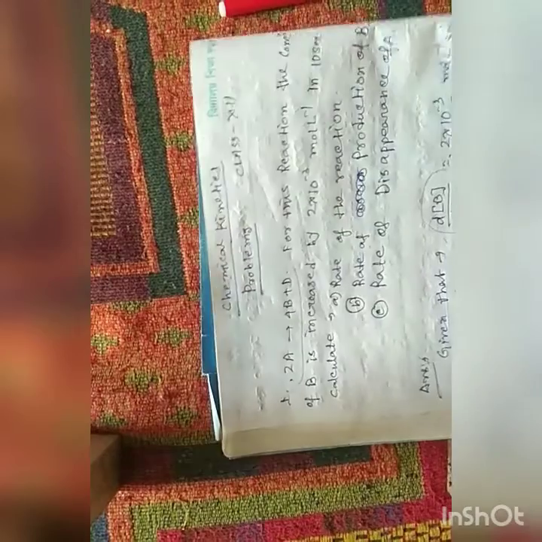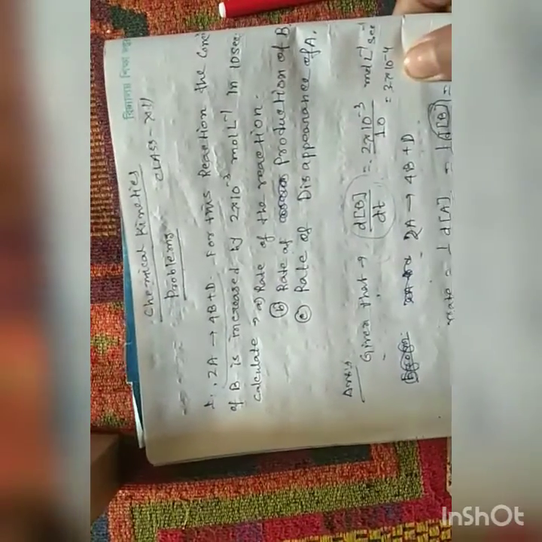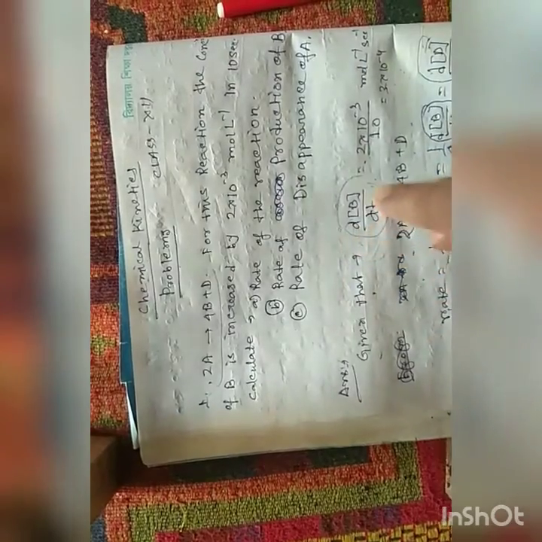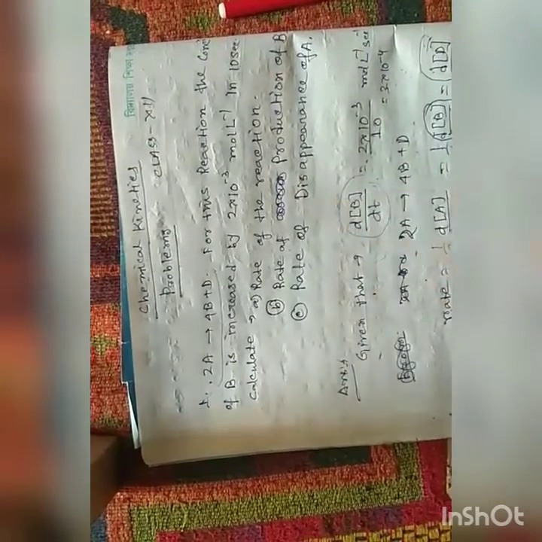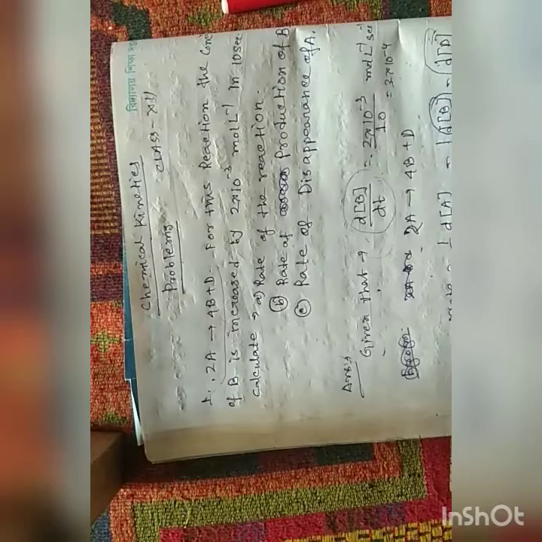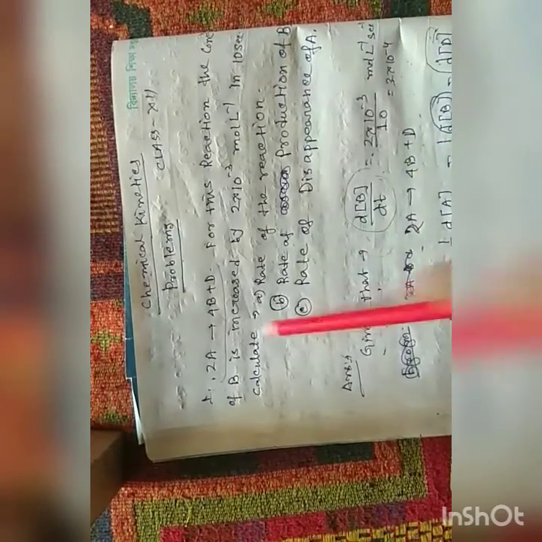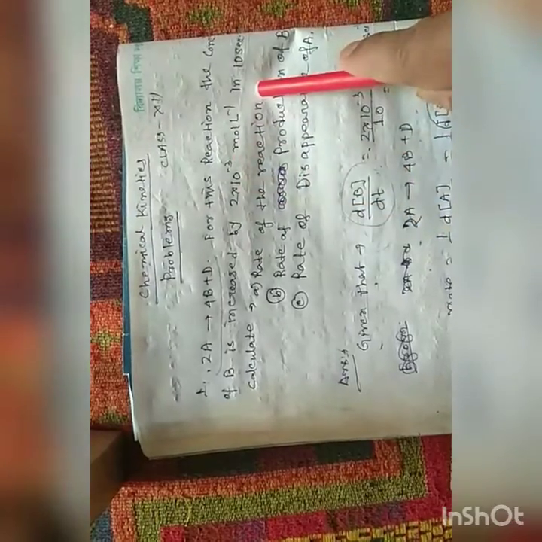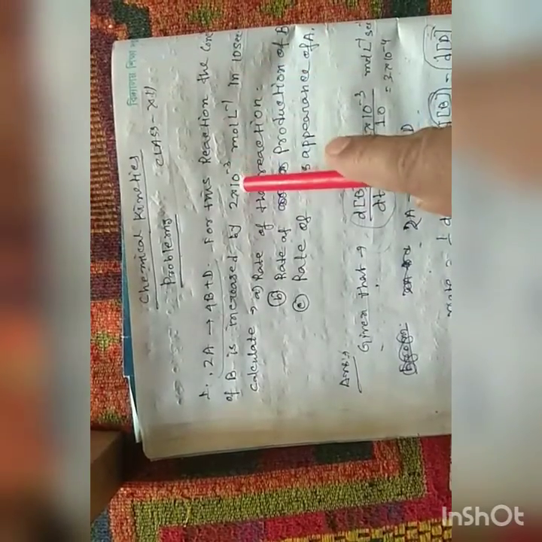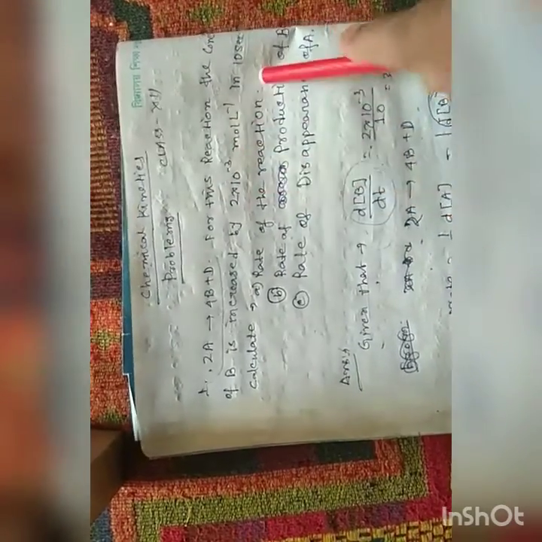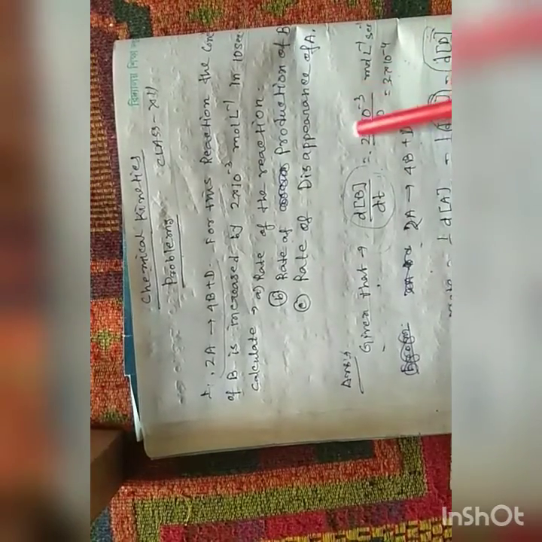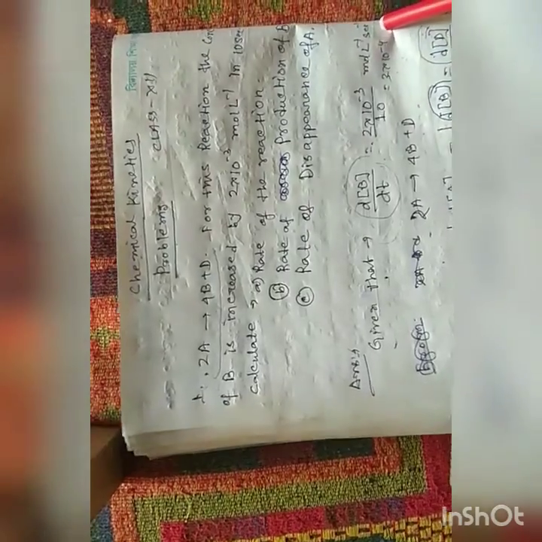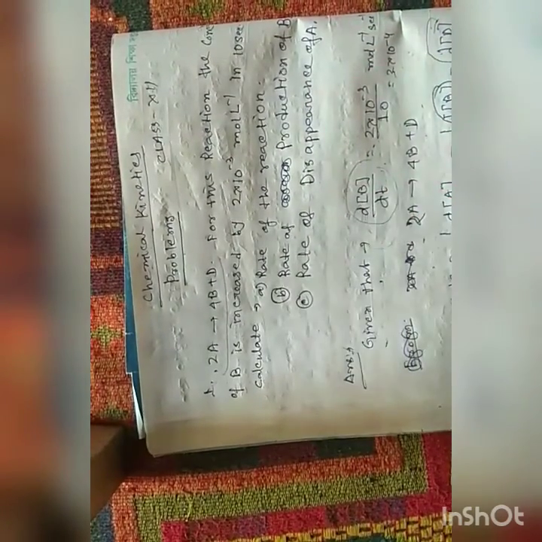Okay, so the answer will be like that. What is given here? The d[B]/dt, that is, B is increased by 2 × 10^-3 in 10 seconds. So the rate of formation of B is 2 × 10^-3 by 10 mole liter inverse second inverse. It is given here.